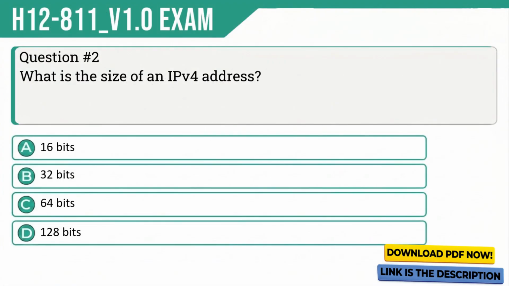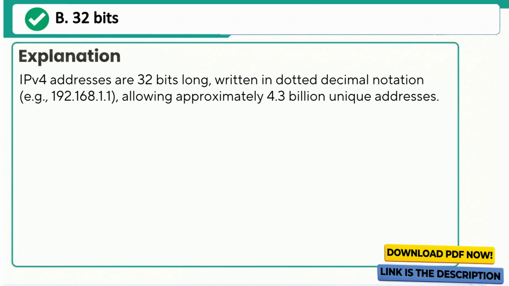Question number 2. What is the size of an IPv4 address? A. 16 bits. B. 32 bits. C. 64 bits. D. 128 bits. Correct answer: B. 32 bits. Explanation: IPv4 addresses are 32 bits long, written in dotted decimal notation, e.g. 192.168.1.1, allowing approximately 4.3 billion unique addresses.